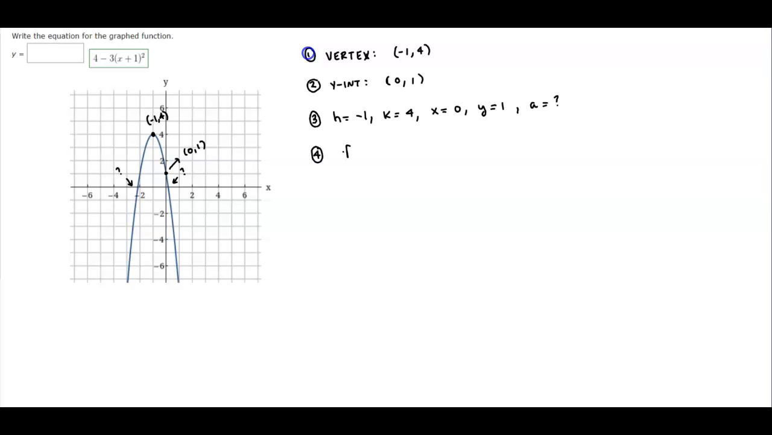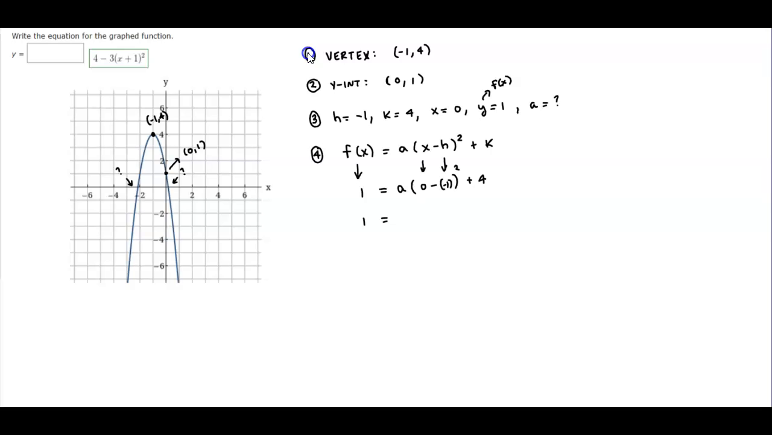So we're going to use our standard form f of x, which is equal to a times x minus h squared plus k. Okay, now remember that y is the same thing as f of x. So we're going to call this 1 here, and that's equal to a times x, which is 0, minus h, which is -1. And then we're going to square that, and then plus 4.